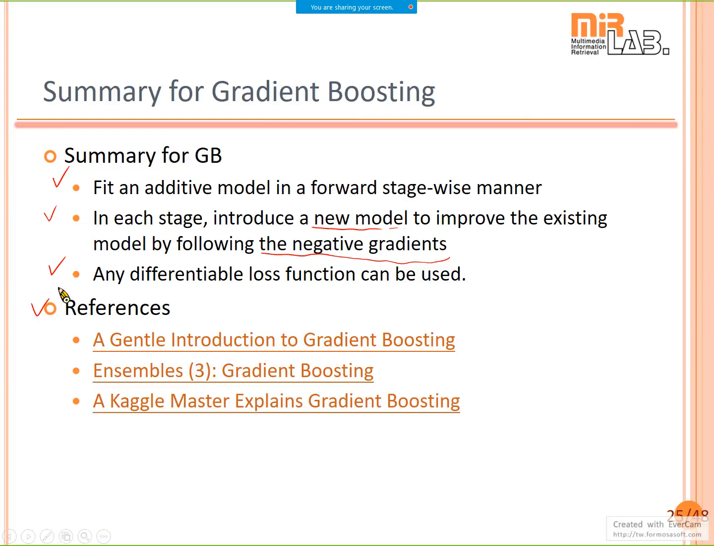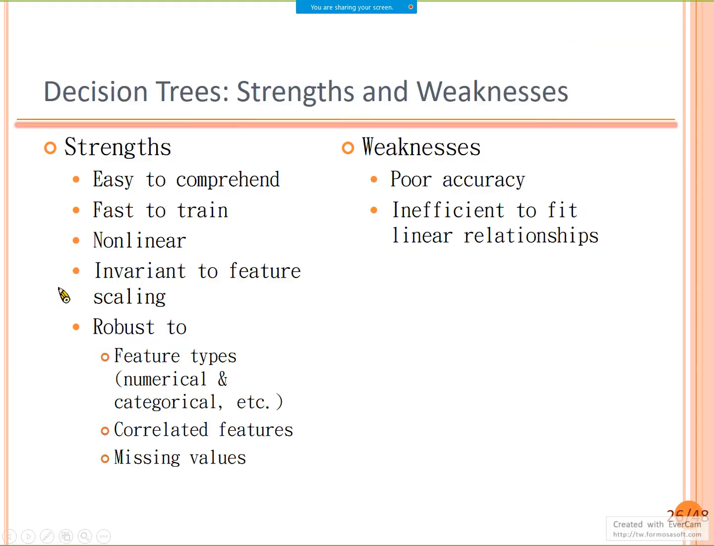So we have finished the part on gradient boosting. Now let's get back to the decision tree, its strengths and weaknesses, because we are going to use decision trees for bagging, which is the paradigm of random forest, then for gradient boosting. And next time we are going to use the decision tree in the so-called XGBoost.